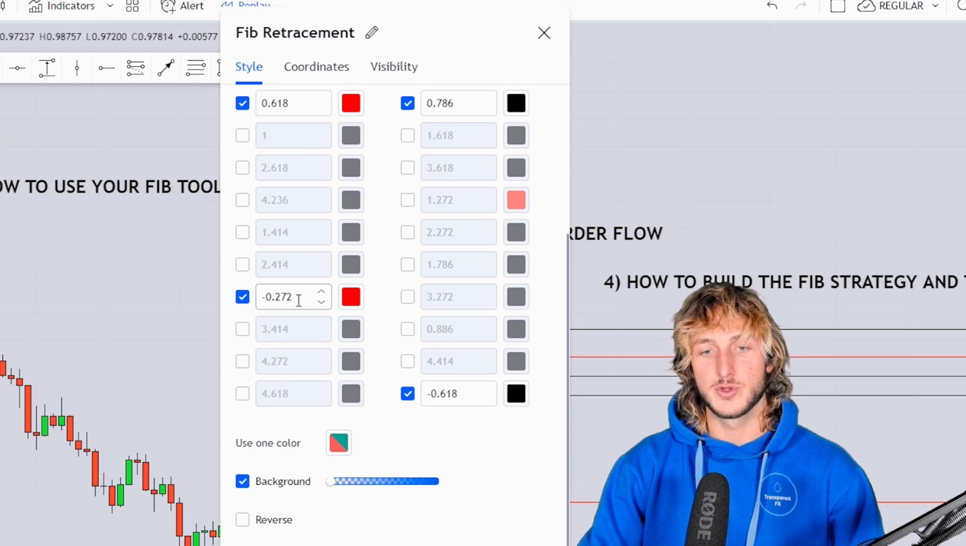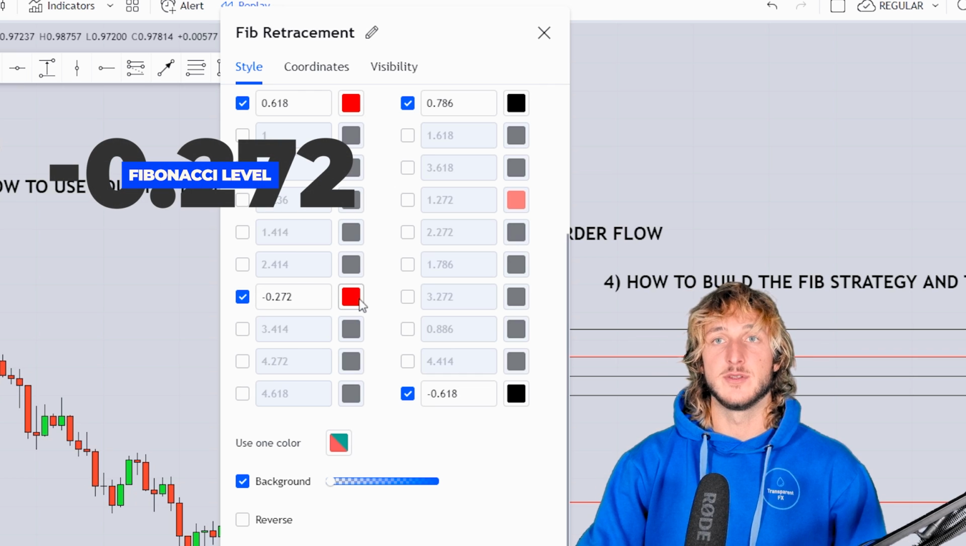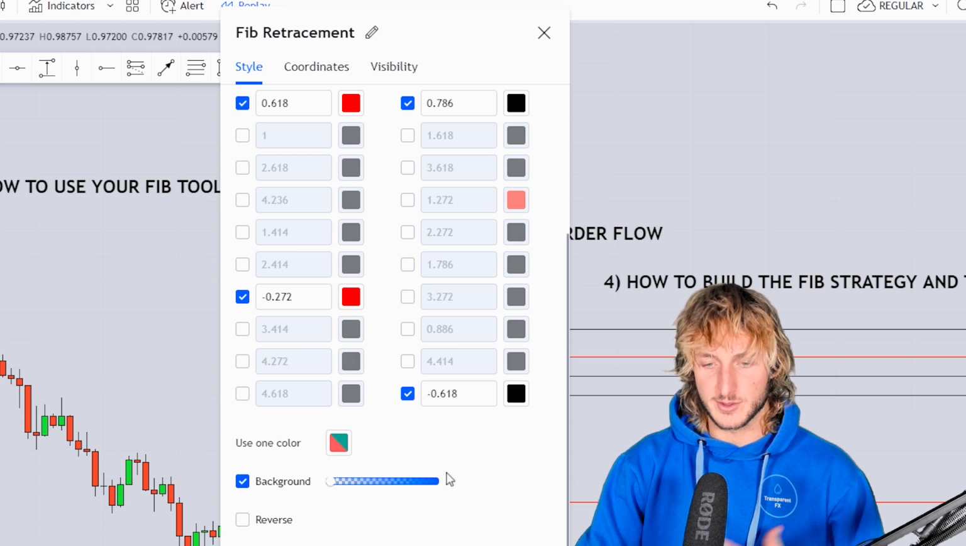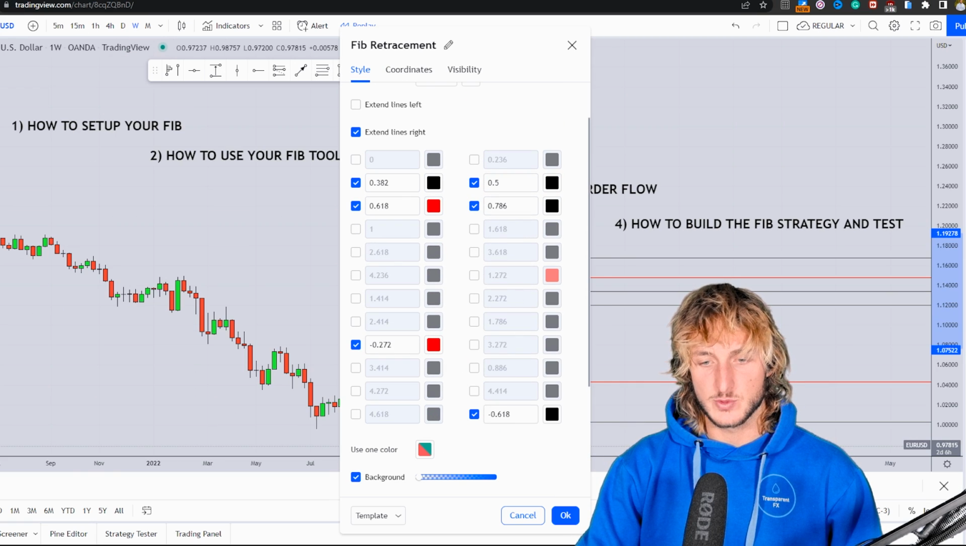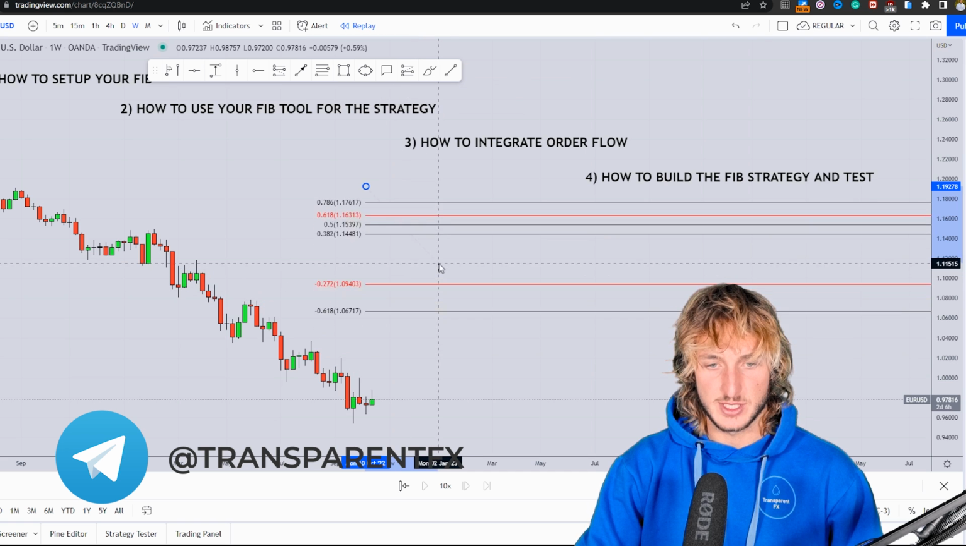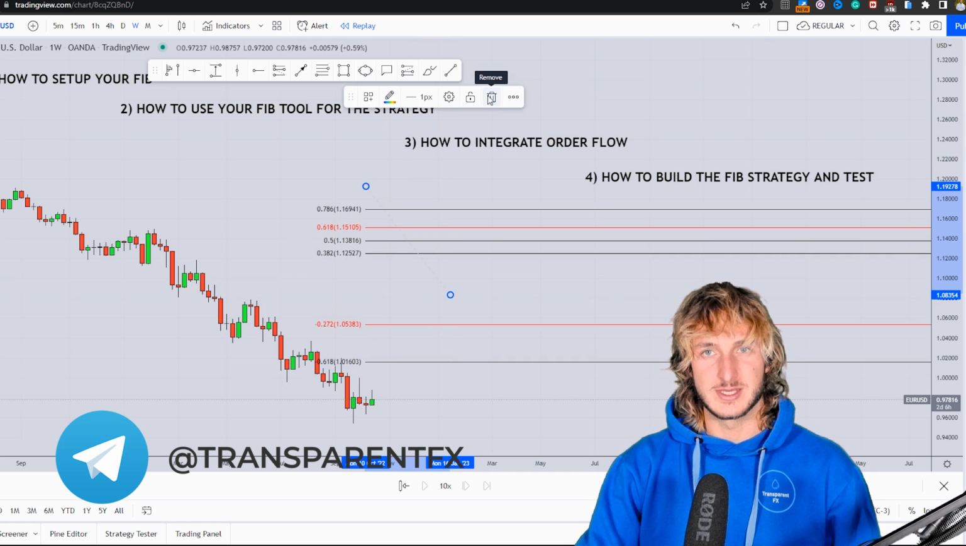The minus 0.272 is the strongest extension, so also here I have it in red. I will go into more detail about this later. So if you set it up in this way, you will have my exact same Fibonacci, which is this one here. So this is how you're supposed to set it up.